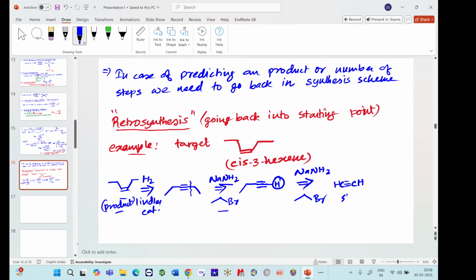This is your starting material. So this is how, using your reaction knowledge, you can design a reaction pathway for a particular product. Right? This is called retrosynthesis. There are some particular terms that are used for this retrosynthesis.